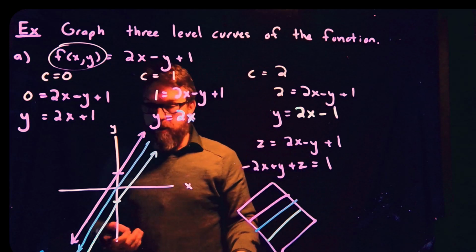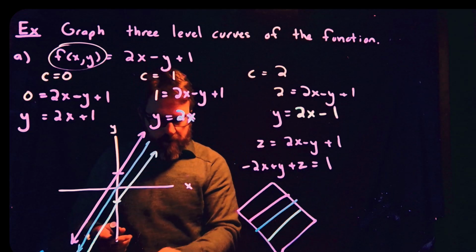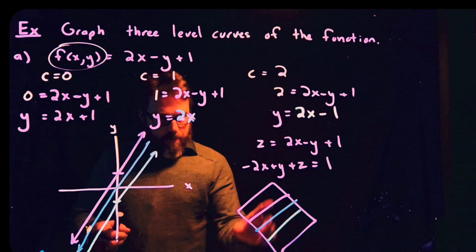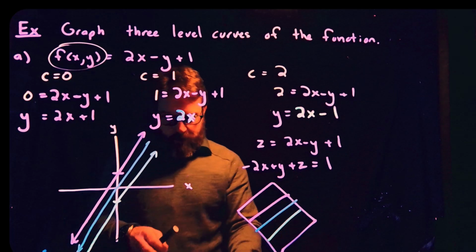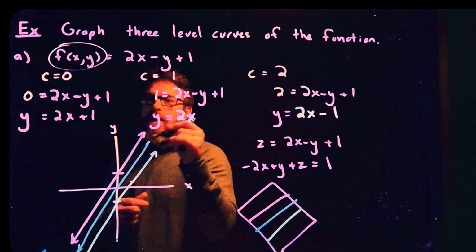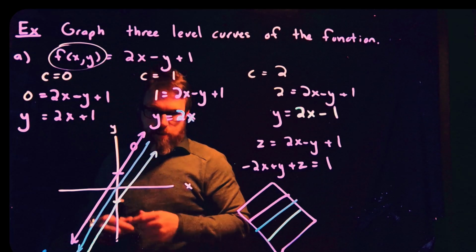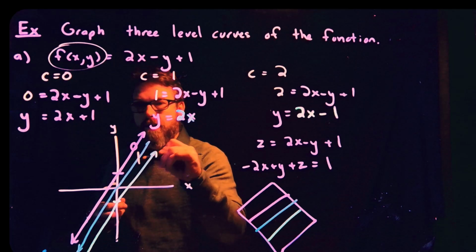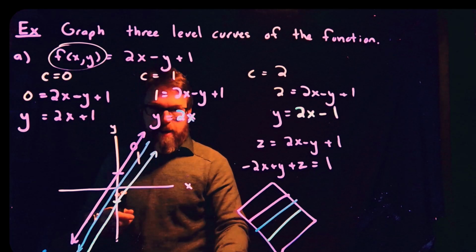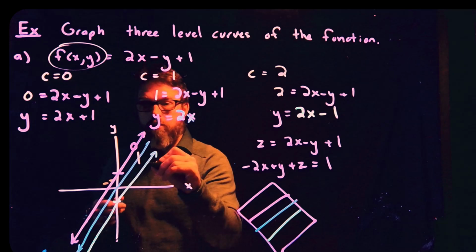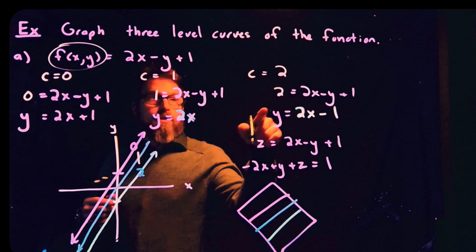Now remember that we know the z values of these things. This is not drawn perfectly to scale; I'm just trying to give you an idea of what it looks like. So this is when it's 0, that has a height of z is equal to 0. This has a height of z is equal to 1, and this has a height of z is equal to 2 right here.